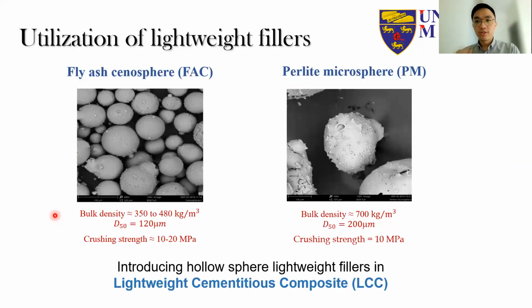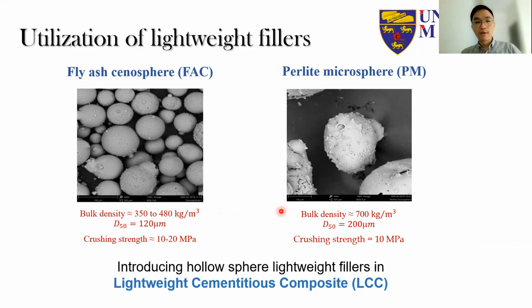So this leads us to consider the use of lightweight fillers, right, in the form of hollow spheres. The two types of hollow sphere that we consider are the perlite microsphere as well as the fly ash sphere. Because this type of hollow sphere has essentially a high amount of air voids in the internal structure of the particles, the bulk density, you can see, is very low.